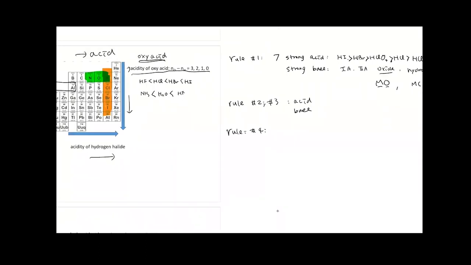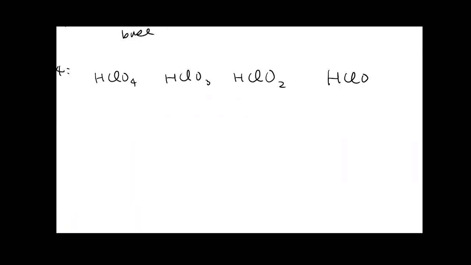The very standard question is actually this. How do you actually judge this? This is where you're going to use rule number 4. What you do is calculate the number of oxygen minus the number of hydrogen. Whoever gives you the larger number, then it is actually a stronger acid.